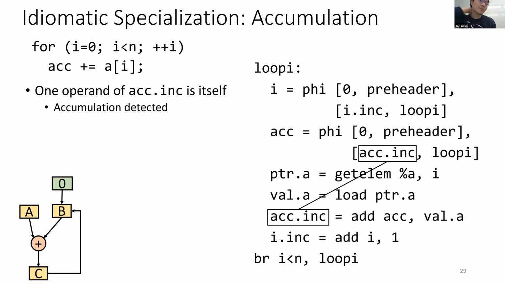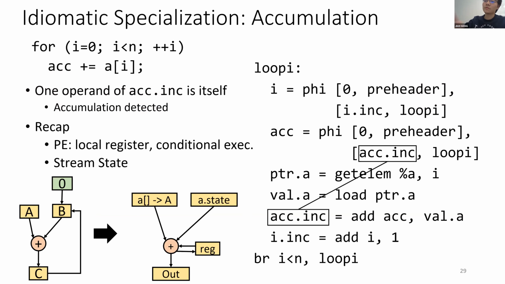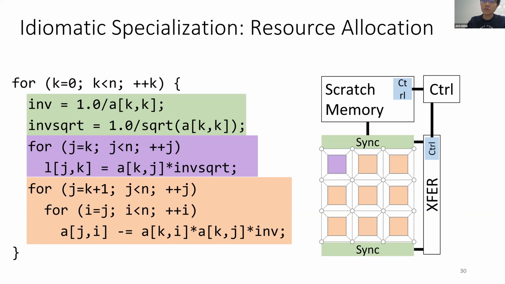First, the idiom we are already very familiar with, which is accumulation. If we just use the vanilla graph on the down left, it is inefficient because it's bounded by the latency from C to B to C. In the compiler, we can detect that one of the operands is the adder itself, so the accumulation is detected. With a local register, conditional execution and the true state, we transform it into this graph. It's just a recap.